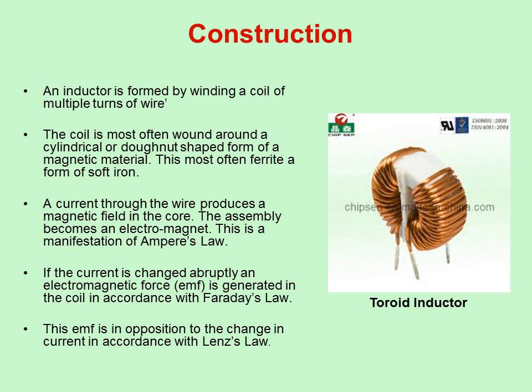The current through the wire produces a magnetic field in the core. The assembly becomes an electromagnet. This is a manifestation of Ampere's law. If the current is changed abruptly, an electromagnetic force, or EMF, is generated in the coil in accordance with Faraday's law. This EMF is always in opposition to the changing current in accordance with Lenz's law.